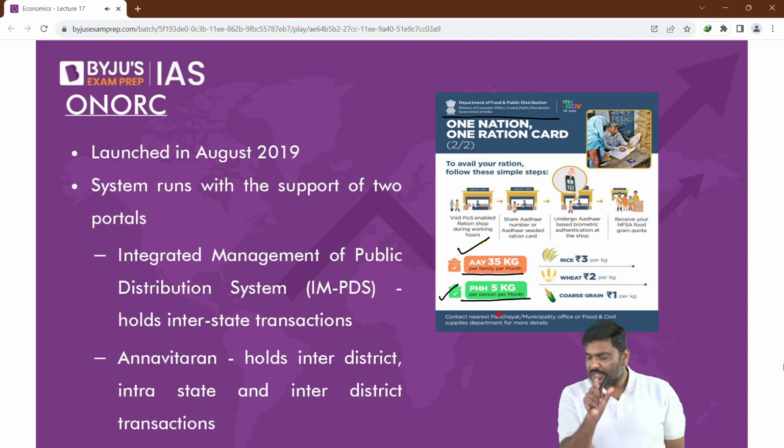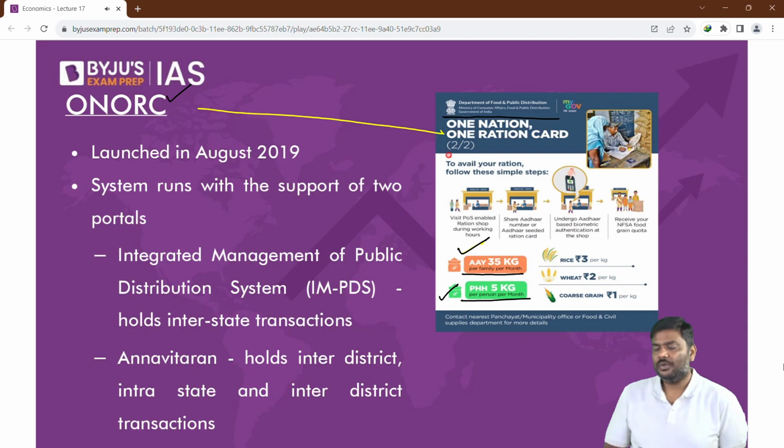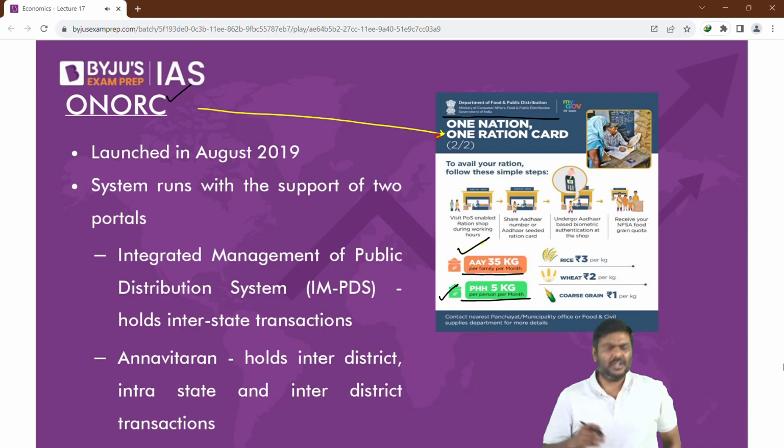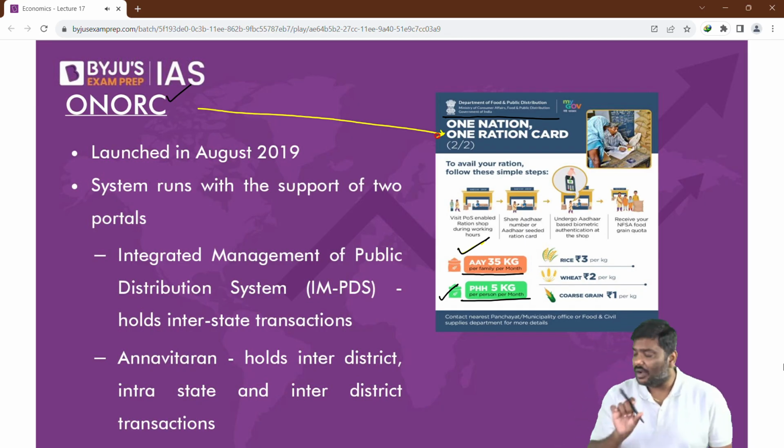For priority household, it is 5 kgs per person per month. Okay. Now, let me add one current affairs point here. One nation, one ration card. Before you start asking what is the long form, please look at the long form here. One nation, one ration card.